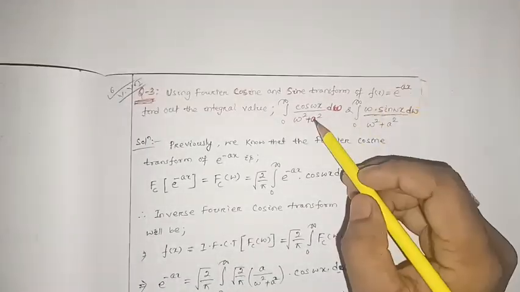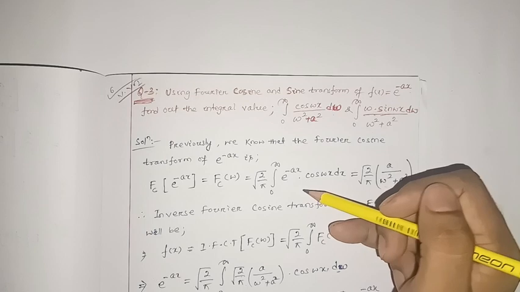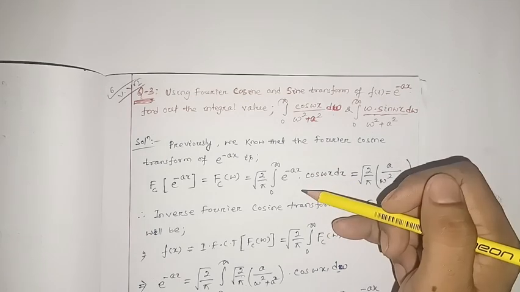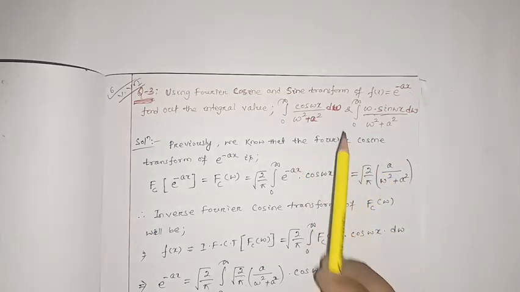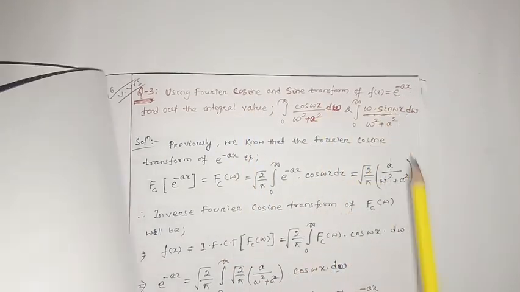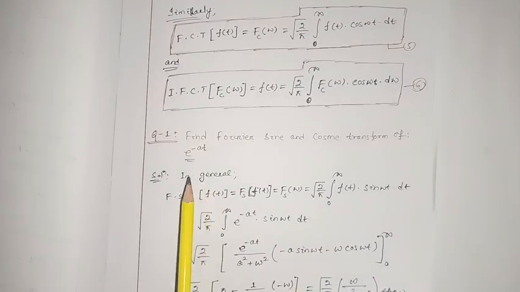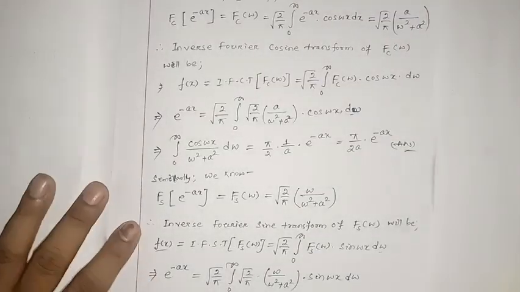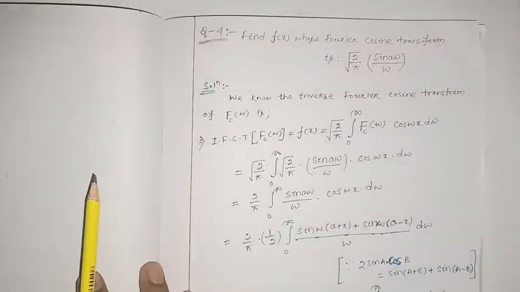So using the Fourier transform, we found these integrals. Again, I am telling you, if this 6 mark question is asked in your exam, you have to find the cosine and sine transform of this function e^(-ax), which we derived in question number 1. Now we are going to go for question number 4.